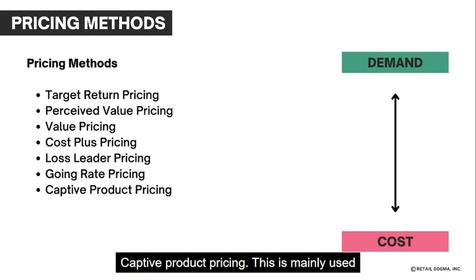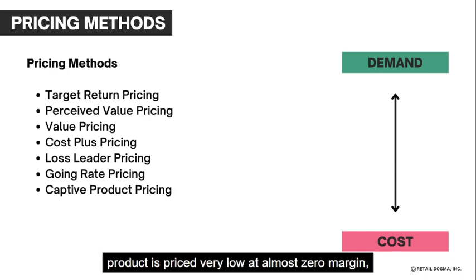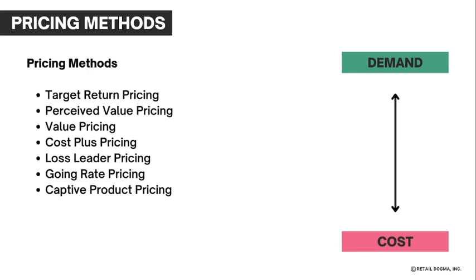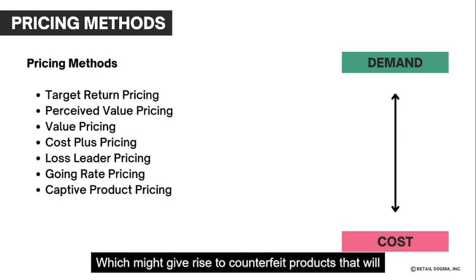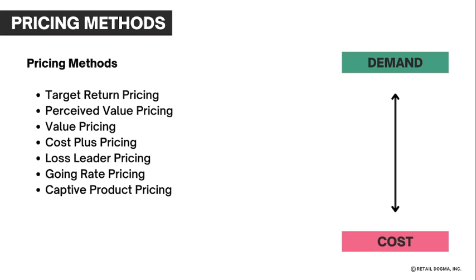Captive product pricing. This is mainly used when applying the razor blades business model, where one product is priced very low at almost zero margin, for example the razors, in the hope of making money on the sales of the blades at higher margins for a long term. The risk here is in pricing the captive product, or the blades, too high, which might give rise to counterfeit products that will sell at lower prices, so the company wouldn't have made any money on either of the products.